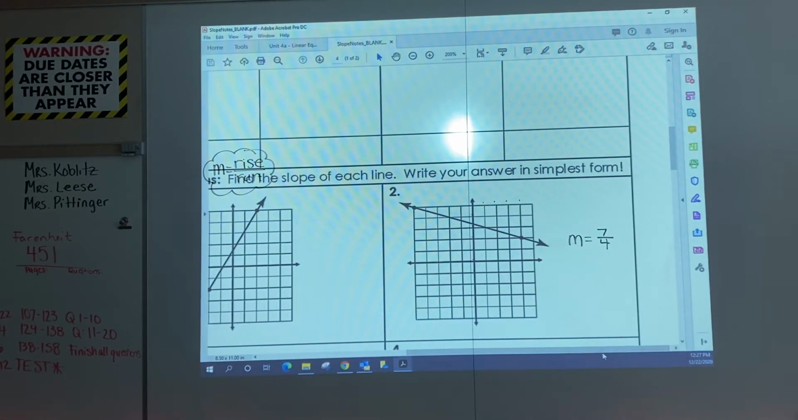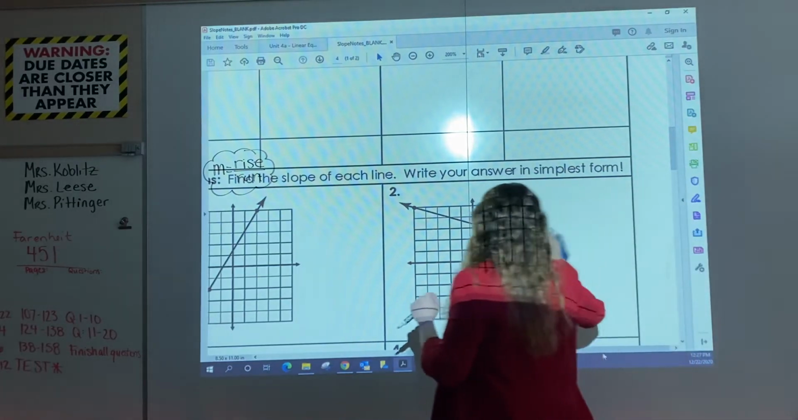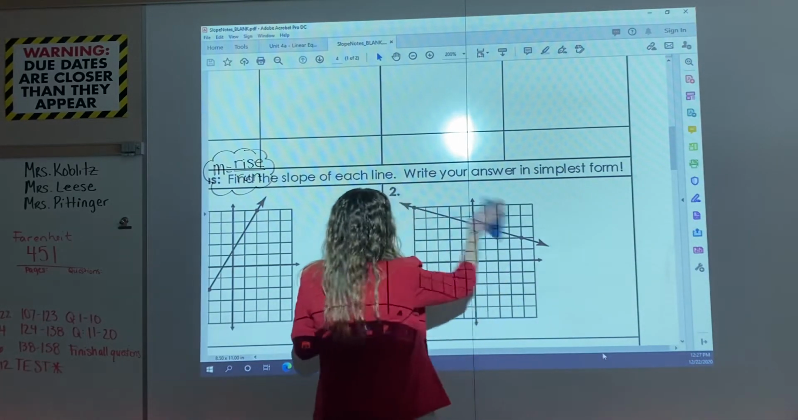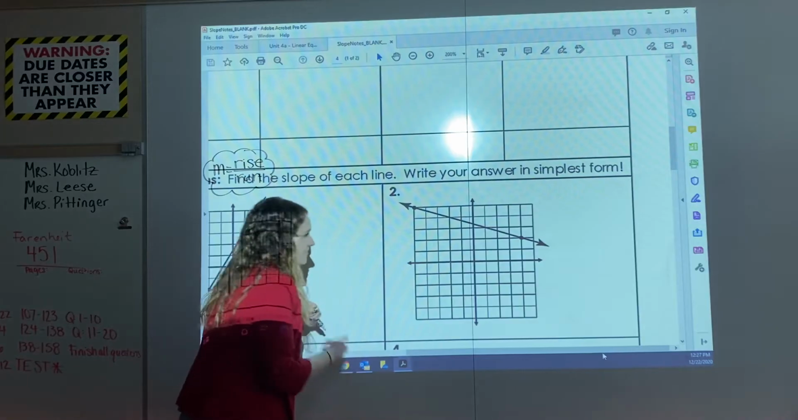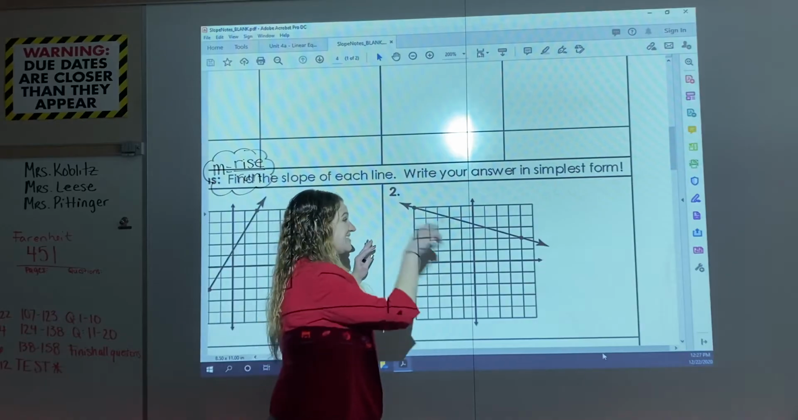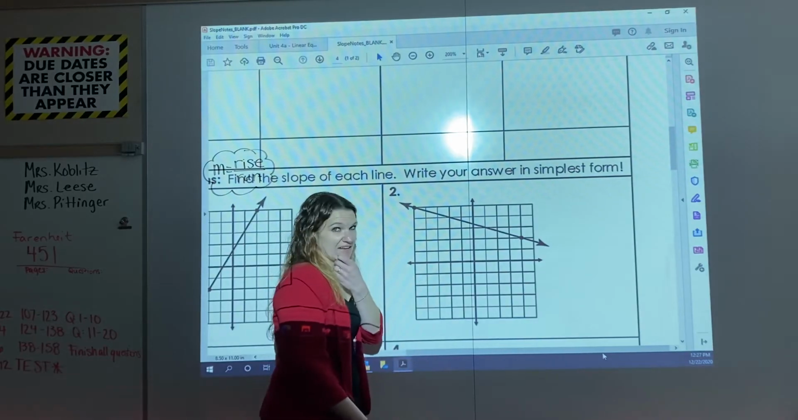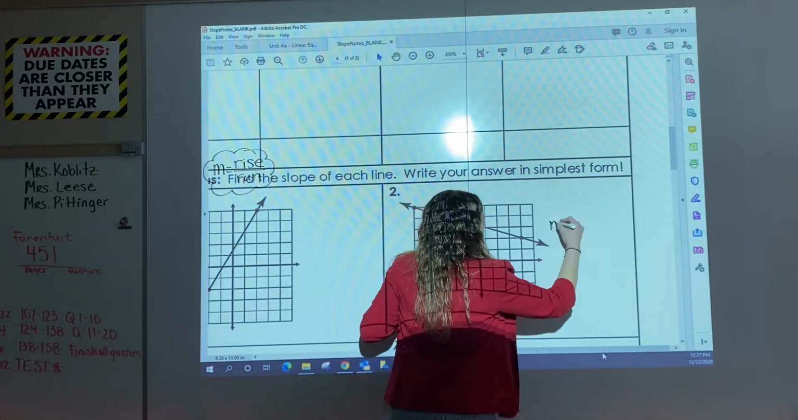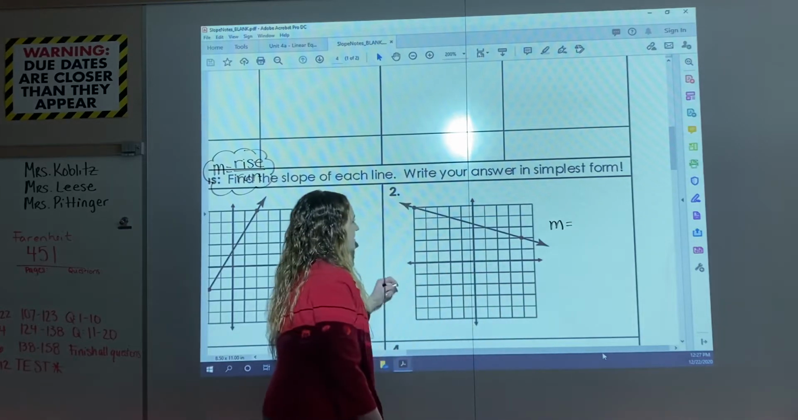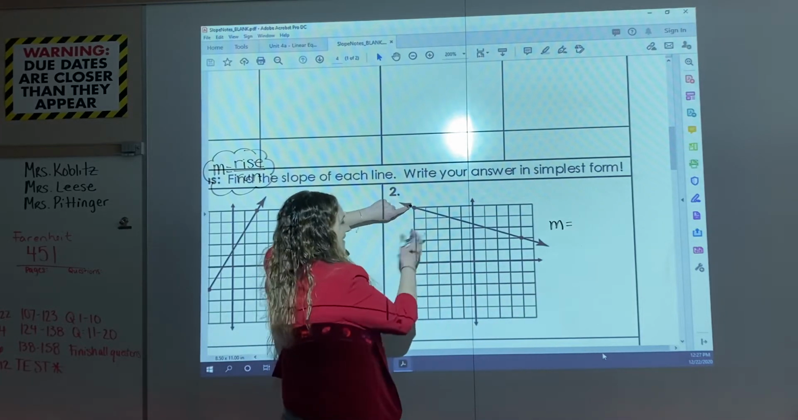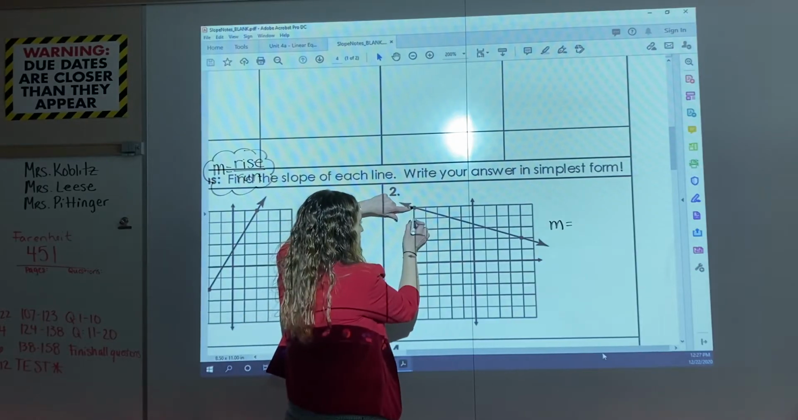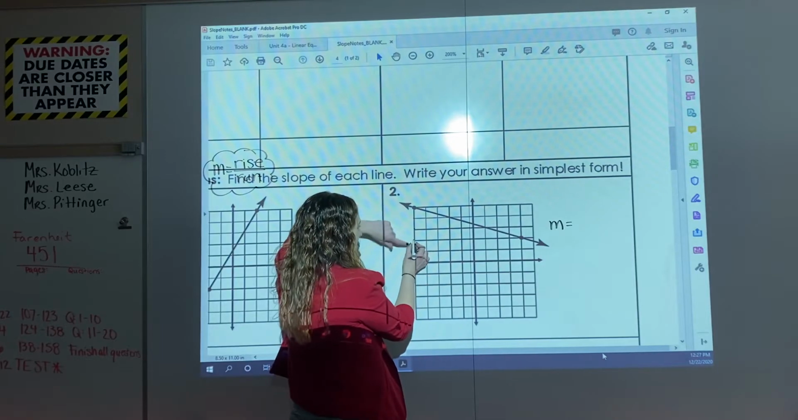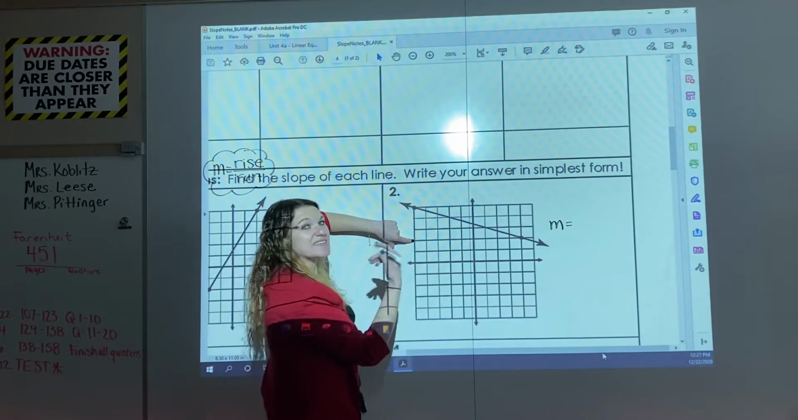All right, number 2. Let's look for those 2 points that they identify for us. Here's one, and here's one. I can see from left to right, it's going down, so I'm going to have a negative slope. But let's count our rise over run. So starting from here, I can't rise. I'm not gonna get there, so I'm gonna have to go down. So I'm going down 1, 2, 3. So I went down 3, which means it's a negative.